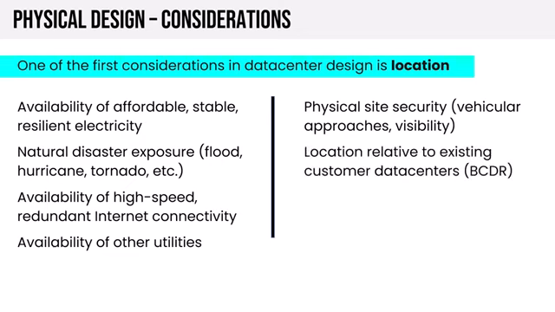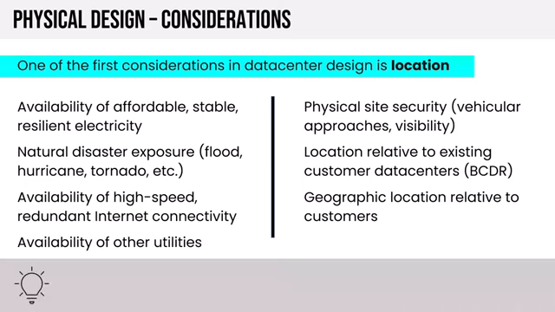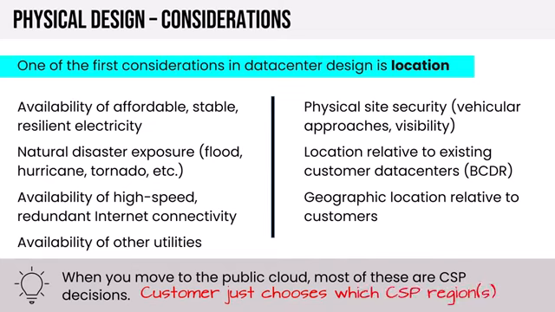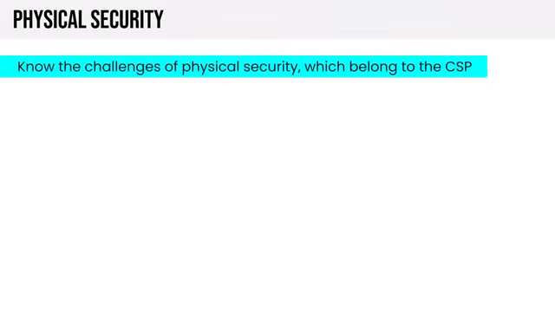Location relative to existing customer data centers, so business continuity, disaster recovery considerations. And geographic location relative to customers. And when you move to the public cloud, most of these are CSP decisions. A customer just chooses which CSP regions they're going to reside in. And you need to know the challenges of physical security belong to the CSP.